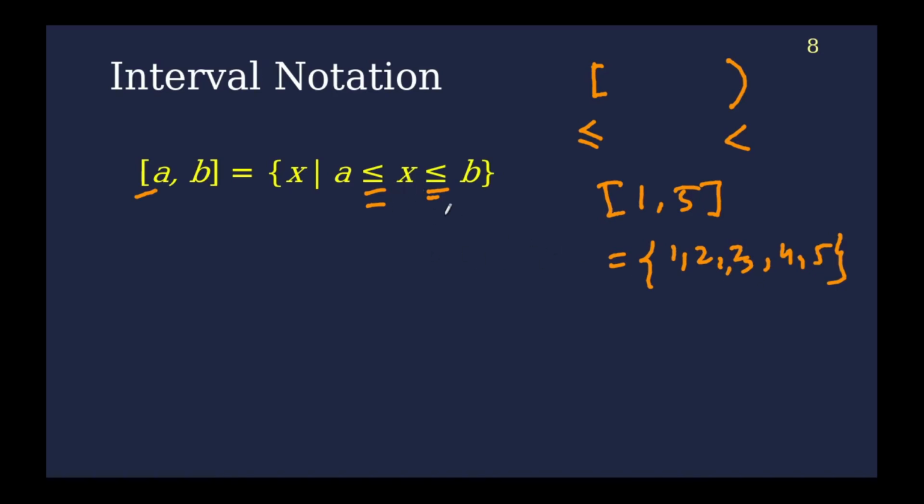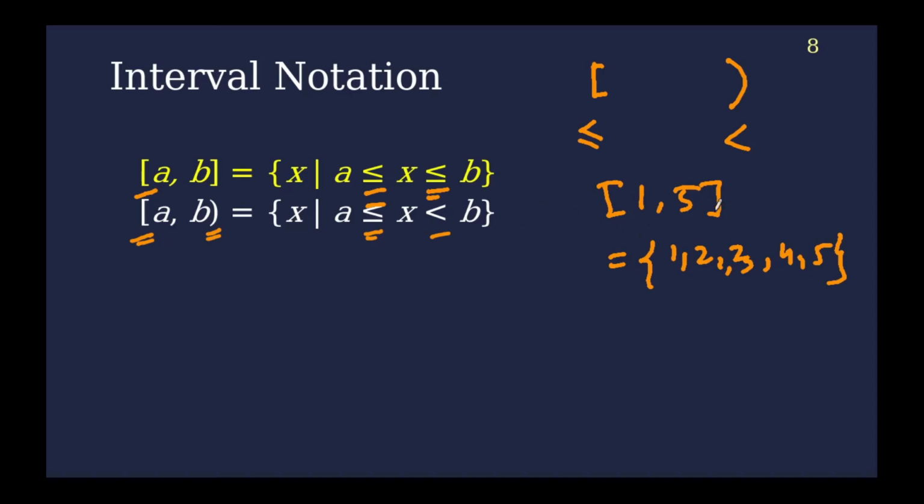X is greater than or equal to A, that is 1, and should be less than or equal to B, that is 5. So all the elements in between, including 1 and 5, are part of this set. Second, note here we have the square bracket at the first position and the round bracket at the second position. That means less than or equal to at the first position and less than at the second position.